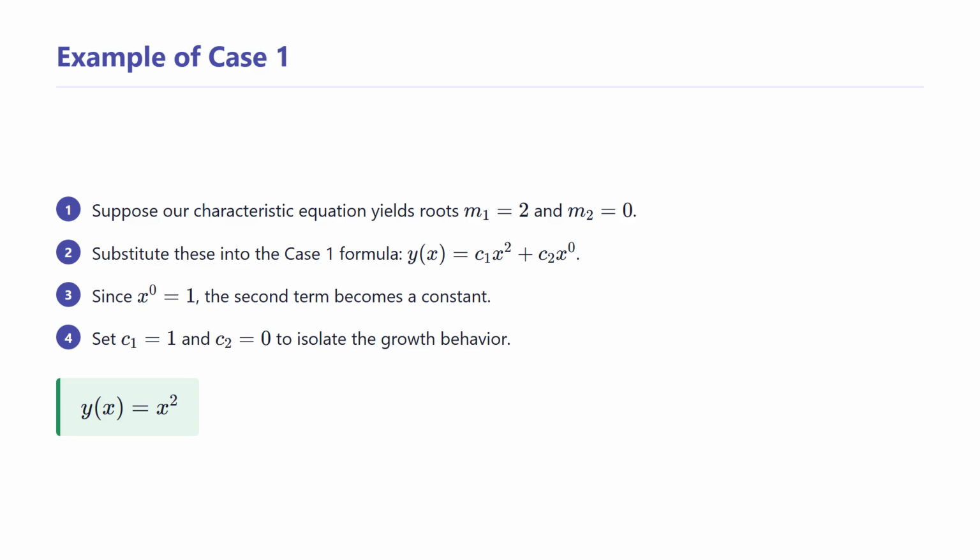Before we move on, let us see this with a concrete example from our solution curves. Suppose our characteristic equation gives us roots of 2 and 0. We substitute these into our case 1 formula. The x to the power of 0 term simply becomes 1. If we set our boundary constants such that c1 is 1 and c2 is 0, we are left with y equals x squared. This represents pure polynomial growth, a very common result in physics.